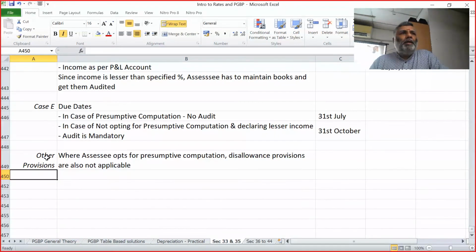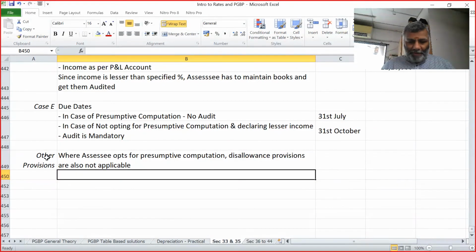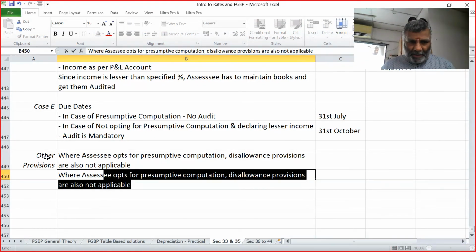Assessee has said 8% of my gross turnover, he has declared income. Assessing officer now finds out that you have made cash payment in excess of 10,000 to the extent of 1 lakh. Can he add it back? No. 8% is final. I have paid relatives in excess of fair market value. You cannot add it back. Even disallowance provisions will not apply. So we will study this later, where assessee opts for presumptive computation.